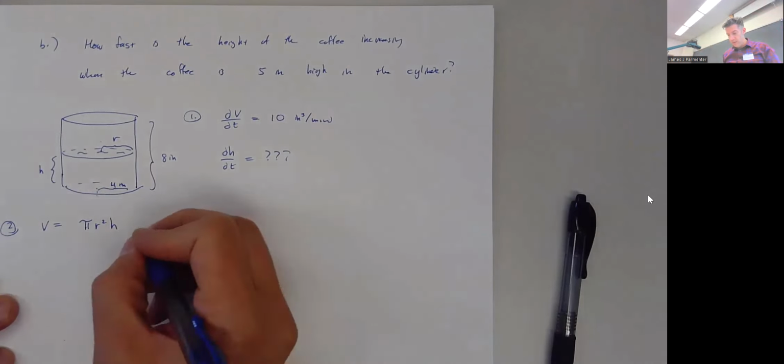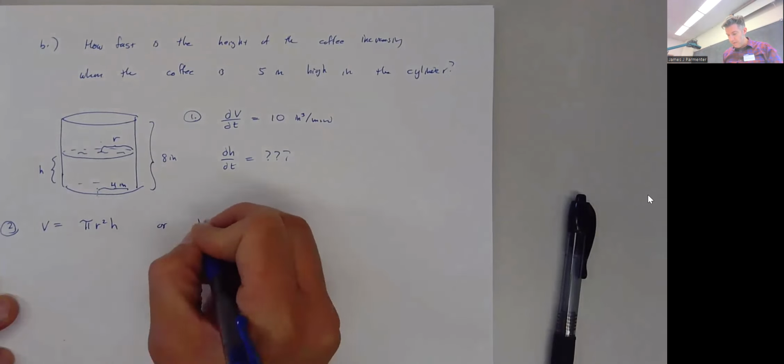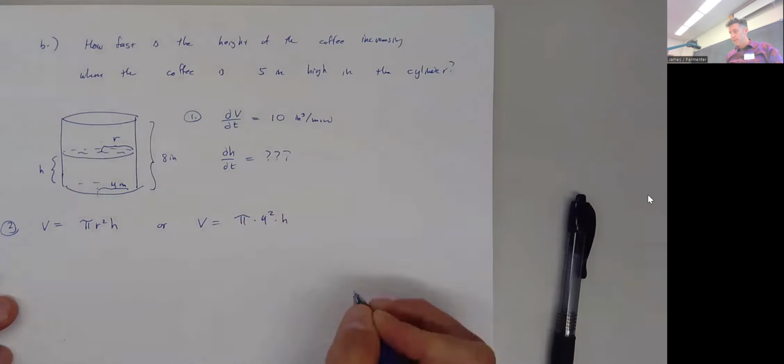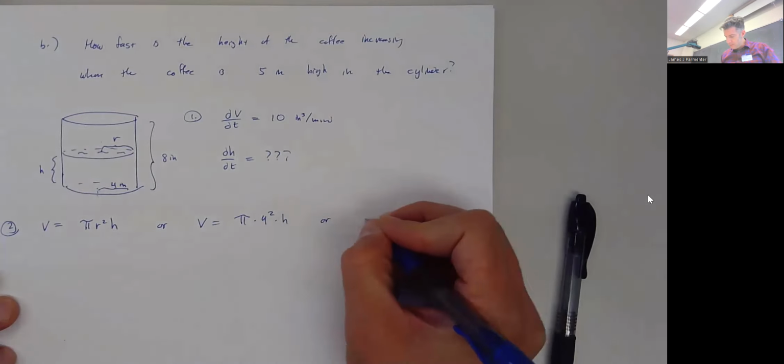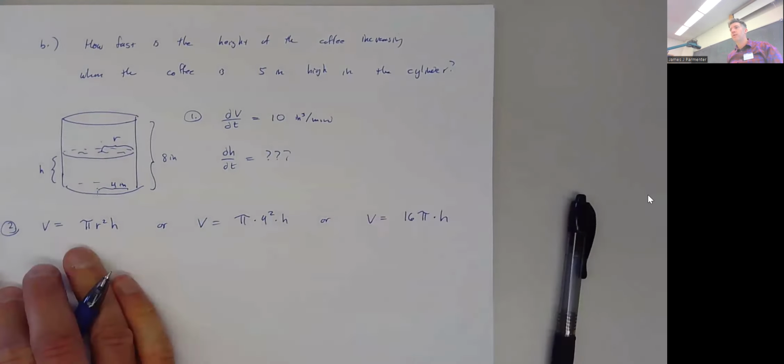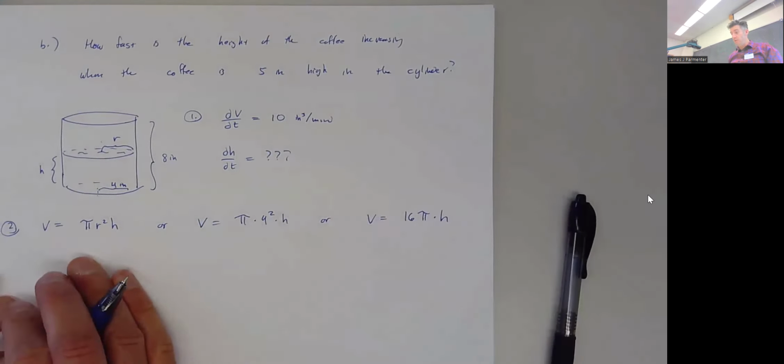So really, we should have written this as volume equals pi times 4 squared times H. Or really, volume equals 16 pi times H. This is much easier to solve.